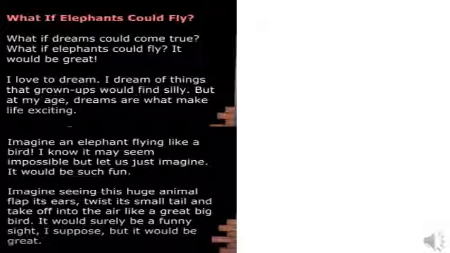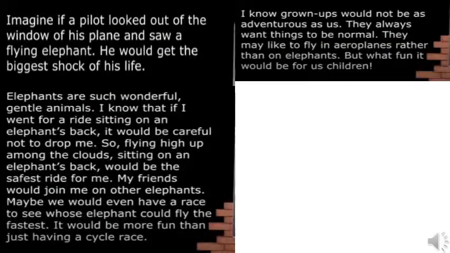Imagine an elephant flying like a bird. I know it may seem impossible, but let us just imagine. It would be such fun. Imagine seeing this huge animal flap its ears, twist its small tail, and take off into the air like a great big bird. It would surely be funny, I suppose, but it would be great. Imagine if a pilot looked out of the window of his plane and saw a flying elephant. He would get the biggest shock of his life.